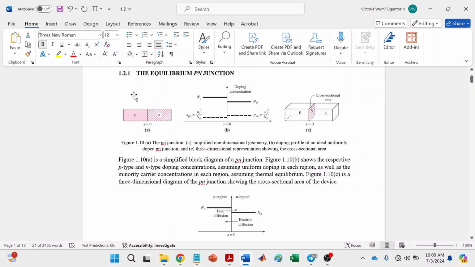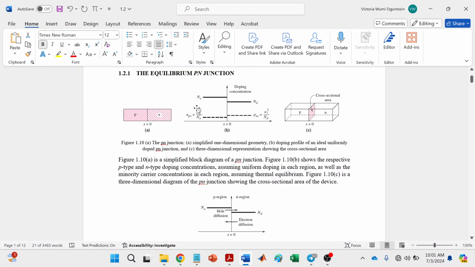This is a diagram of the PN junction. You have a region doped with P type material and a region doped with N type material. This interface at x equals 0 is the metallurgical junction. We'll look at the doping profile of the P and the N region. The P region is doped with acceptor atoms, while the N region is doped with donor atoms.